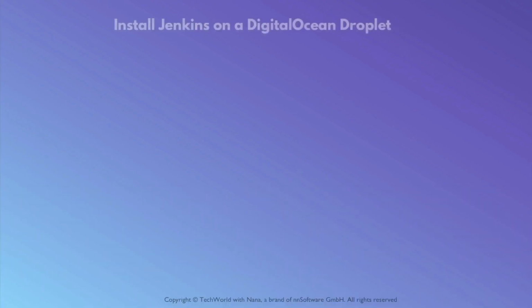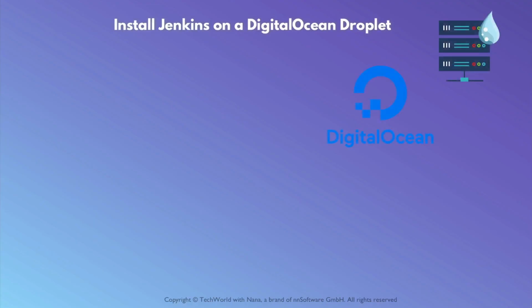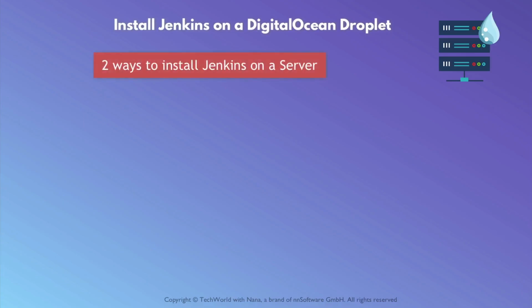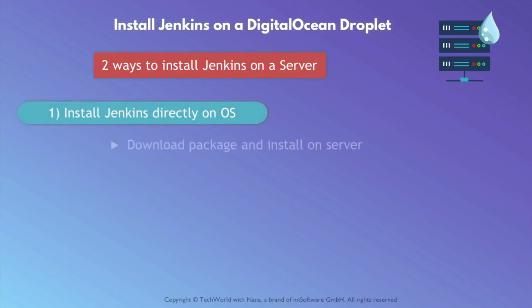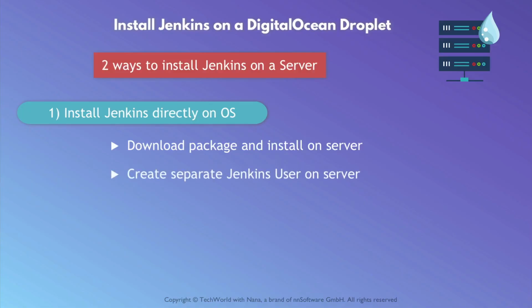So the first thing we need to do is install Jenkins on a dedicated server, and we're going to do that on a DigitalOcean droplet. There are two ways to install Jenkins on a server. The first one is to directly download the packages and install it on the server operating system itself, which is more effort because you have to create the user for the Jenkins server, configure all this stuff, download the binaries and so on. So it is more effort, especially if you do all of this manually.